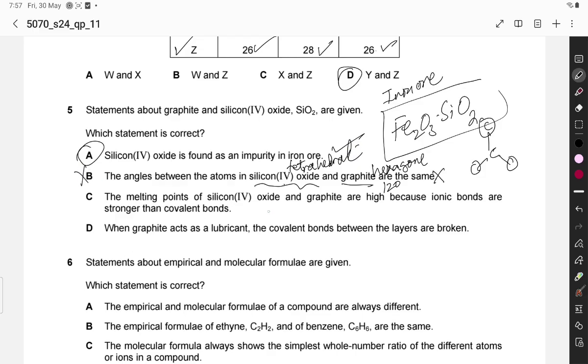The melting points of silicon(IV) oxide and graphite are high because ionic bonds are stronger than covalent bonds. But both have covalent bonds. Silicon(IV) oxide is a giant molecule with covalent bonds, and graphite also has covalent bonds. So this is also incorrect. When graphite acts as a lubricant, the covalent bonds between the layers are broken. No, the covalent bonds are not broken, the layers slide.